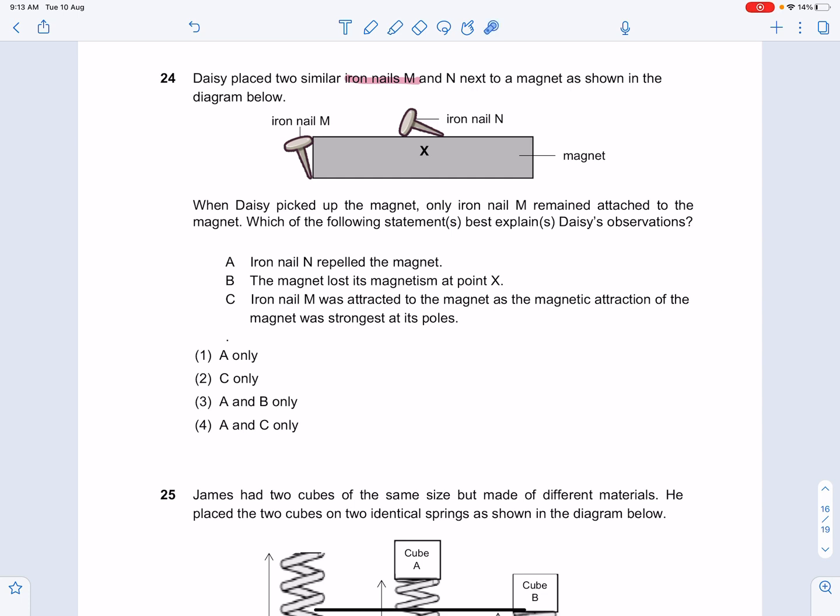Right off the top, A is wrong because only magnets with like poles facing each other can repel each other. Because the nails are not magnets, we know that it cannot repel. A is out. The magnet lost its magnetism at point X? That is not possible. Also, if a magnet has lost its magnetism, the whole magnet has no magnetism. So we look at C. Iron nail M was attracted to the pole as the magnetic attraction of the pole was the strongest. Yes, this is actually true. At the two ends, the poles, the strength of magnetism of the magnet is the strongest, and therefore that's why your iron nail remained attached. So the answer should be C only.